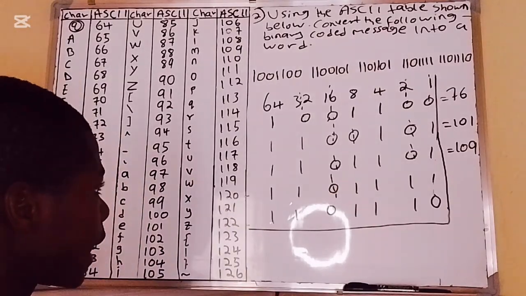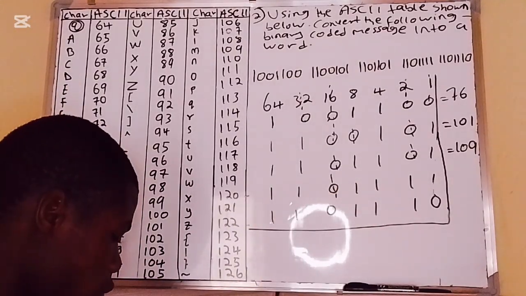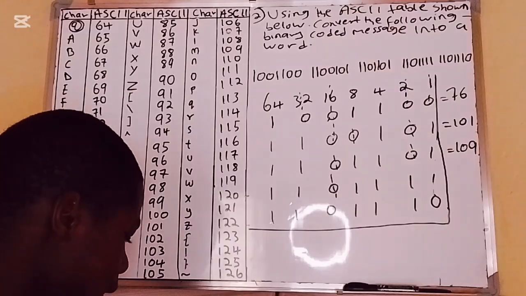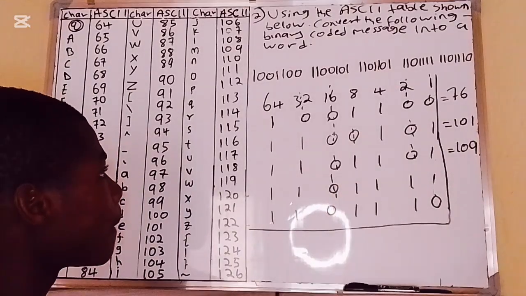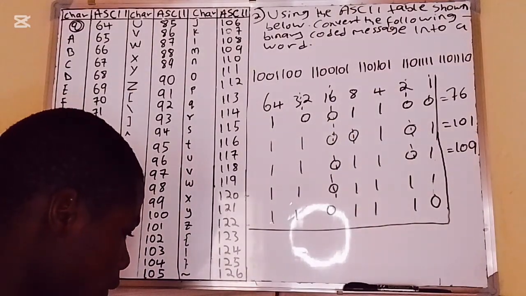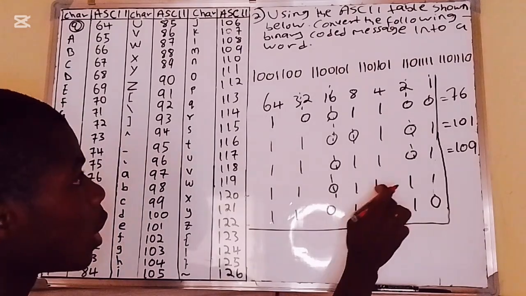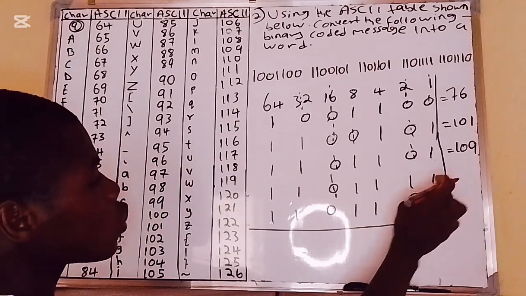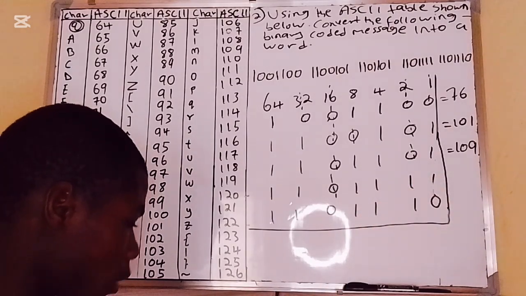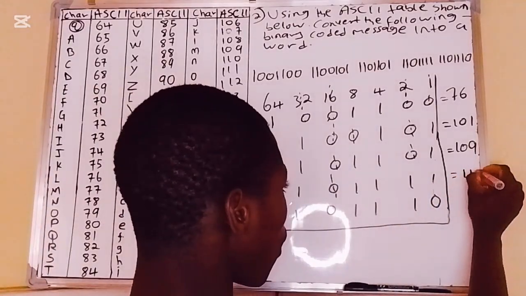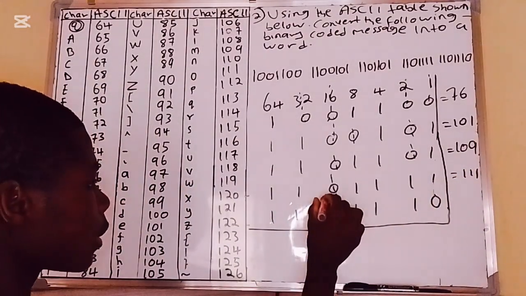So the next thing I will get rid of only this. So I have 64 plus 32, which is 96. And 96 plus 4 plus 8, which is 12. Plus 2 plus 1, which is 3. So I'll get 111.